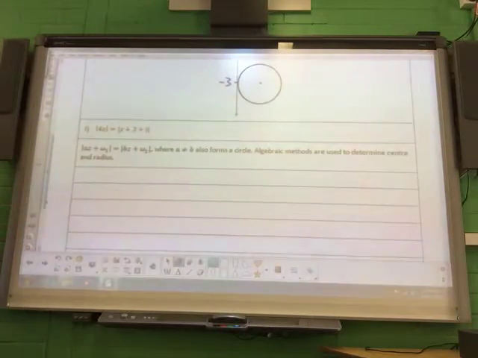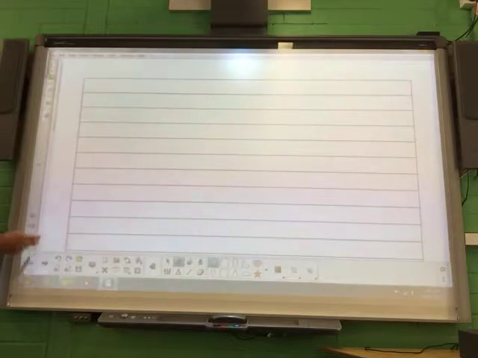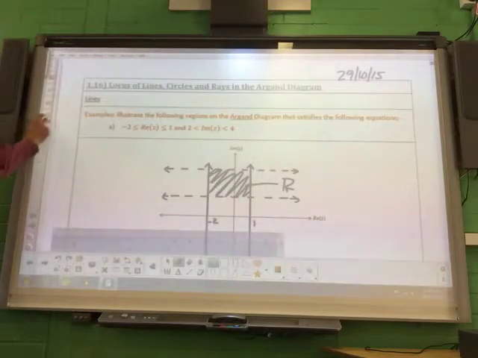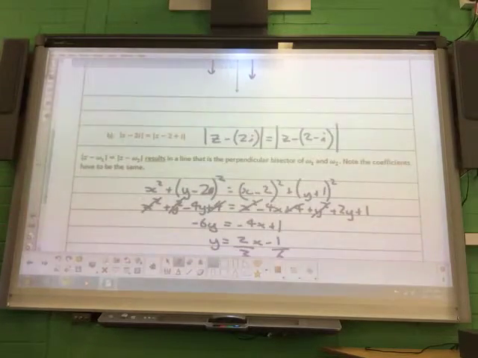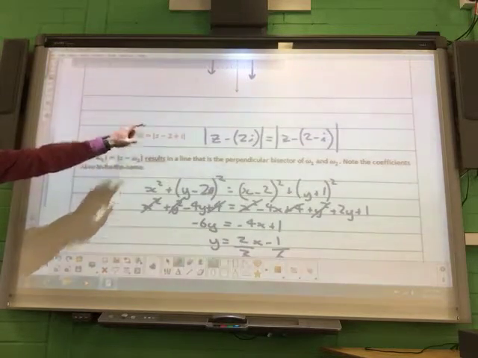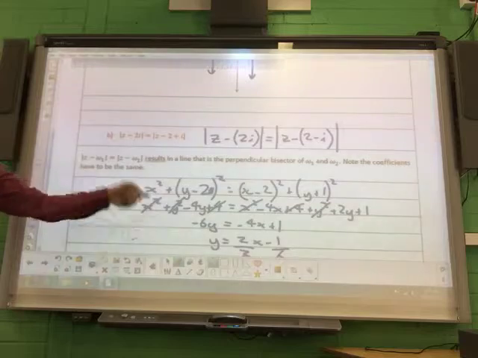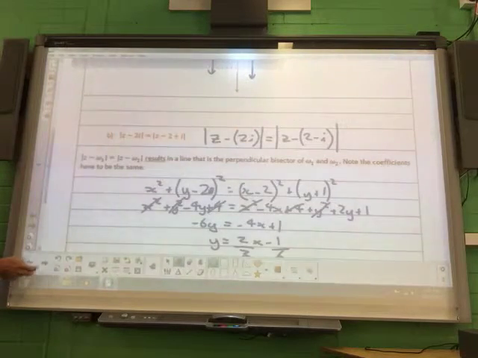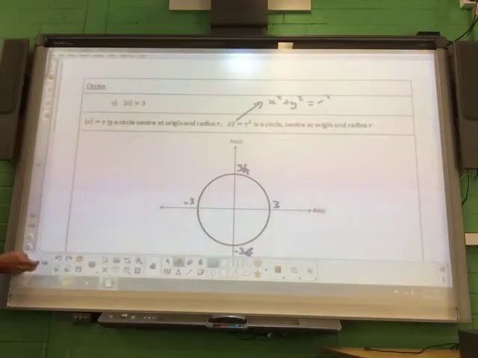So the modulus of 4z is equal to the modulus of z plus 2 plus i. Okay, so this is where the coefficients are different. So we go back to the one that was similar to that one. Here, the coefficient of z was the same. When they're the same, it'll be a line. When it's not the same, it will be a circle.